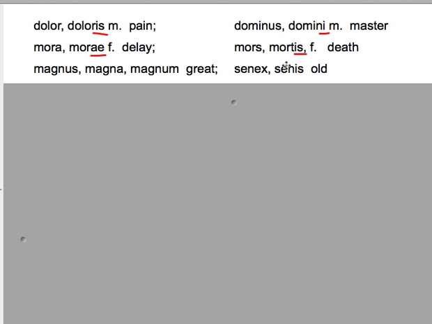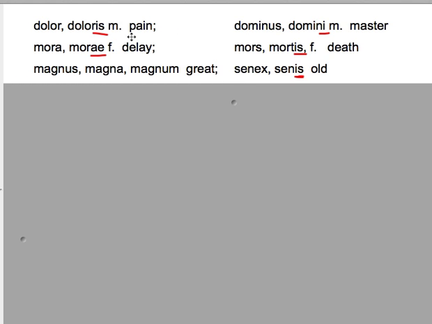Over here we have senex, senis, which means old, and there's an is in here, so that tells you it's a third declension adjective. So all of its forms will follow third declension patterns. Okay, tomorrow when you get the quiz, you will get the same word bank. The order might be different, by the way. But what will definitely be different is you will not have the English word. Okay, so you'll have to know what each of these means.